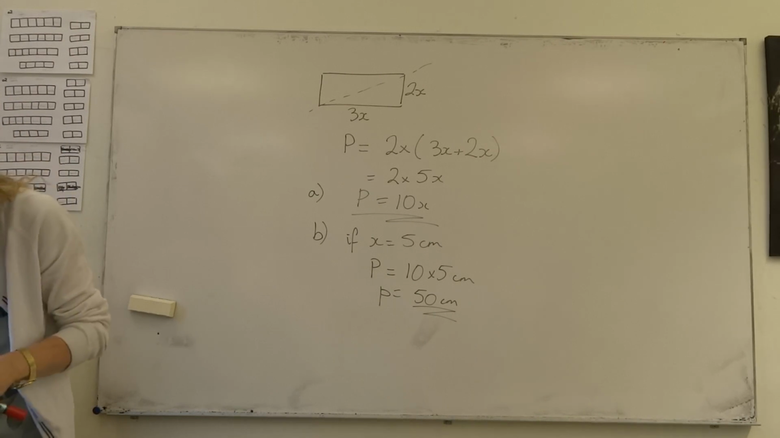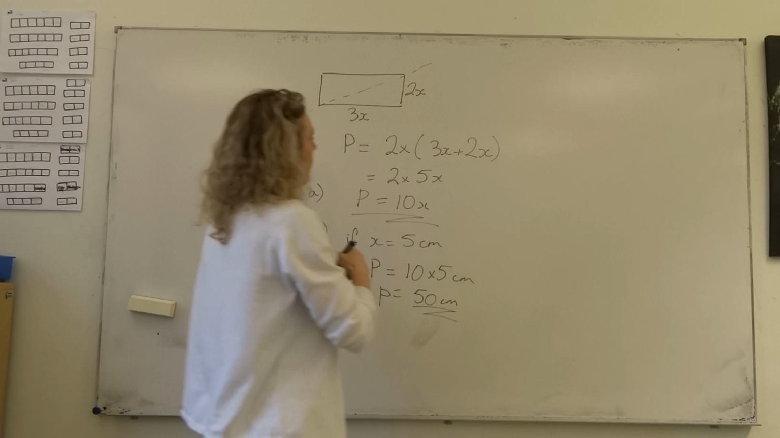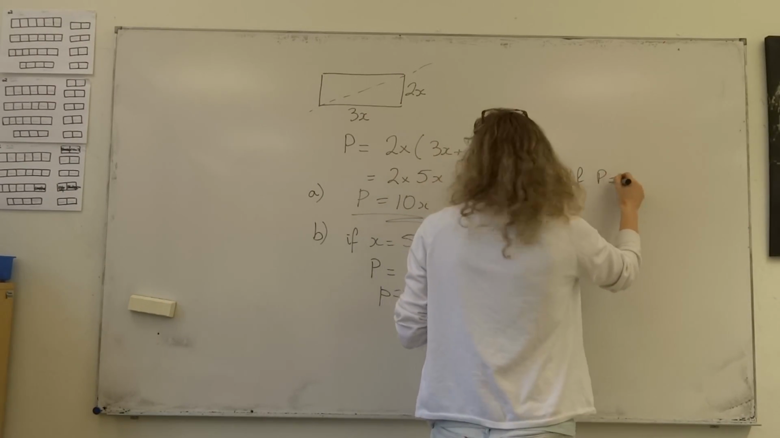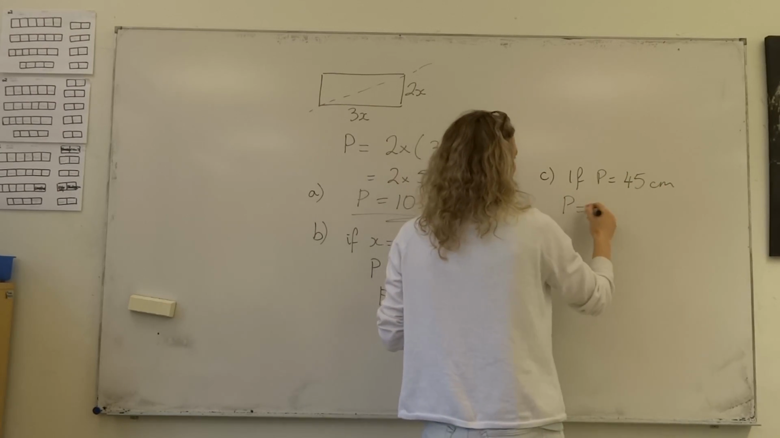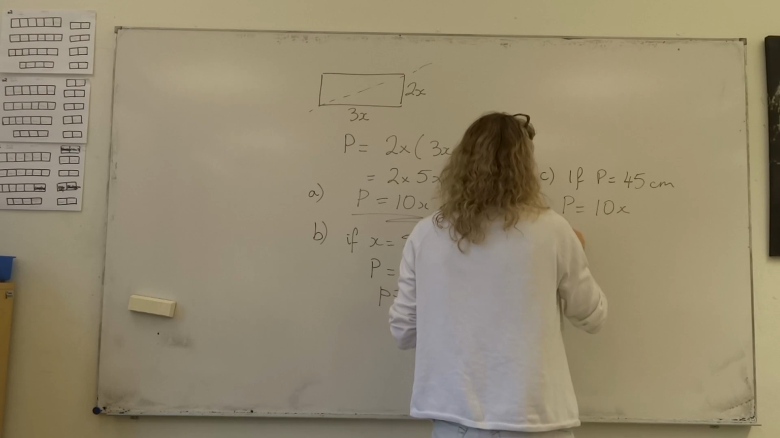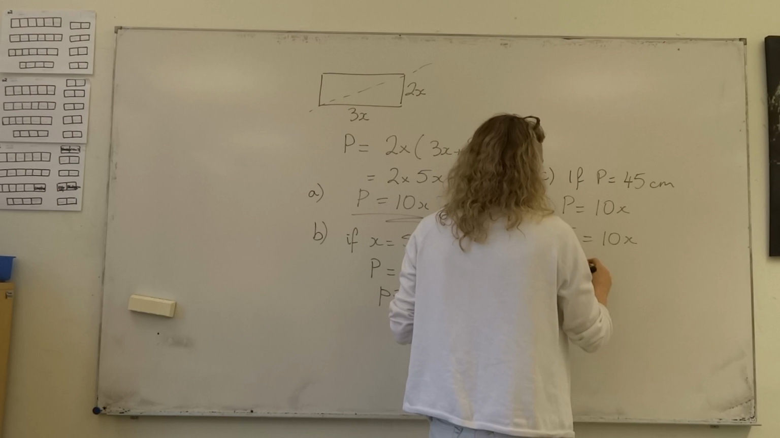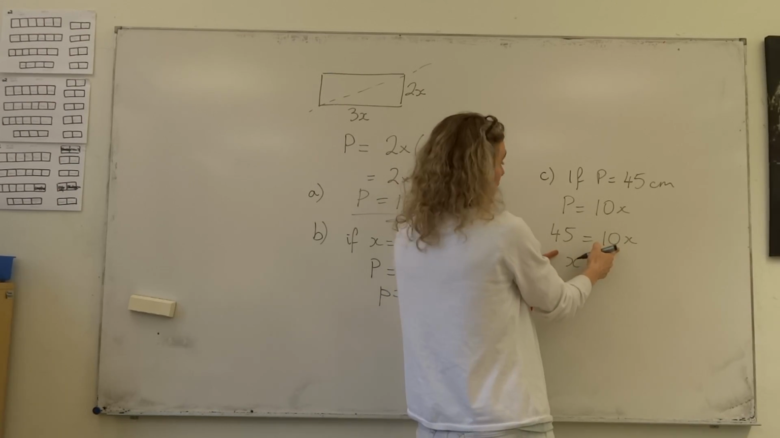Then it said, calculate the length and the breadth if the perimeter is 45. Well, if P equals 45 centimeters, we know that P equals 10x. So 45 must equal 10 lots of x. So x must equal, divide both sides by 10 to get rid of the number in front of the x here.